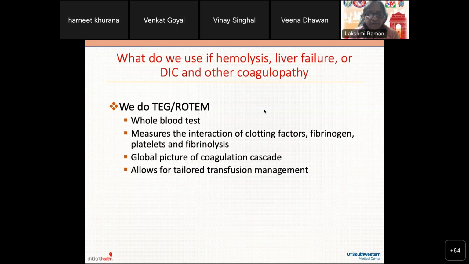What are the advantages? Because you can actually watch the TEG that is being done in real time. And in many centers, it is used in the trauma bay. In fact, when you have an actively bleeding trauma patient, they use this in the trauma bay to monitor and tailor their transfusion needs based on the TEG or ROTEM. Next slide, please.